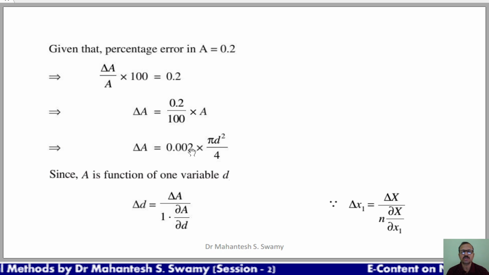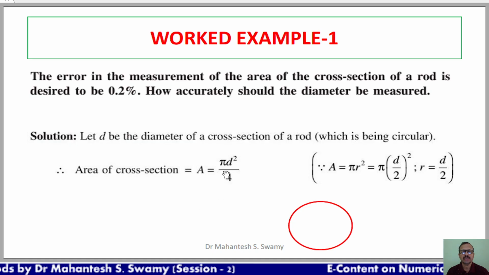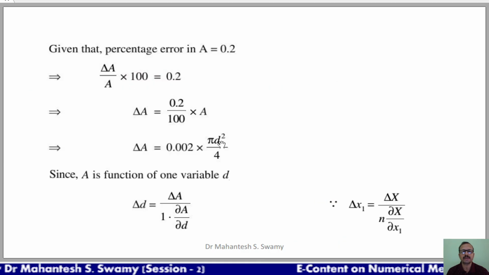Now 0.002 into the area formula we have just seen. The area formula is pi d square by 4. So that we are substituting here. That is pi d square by 4.